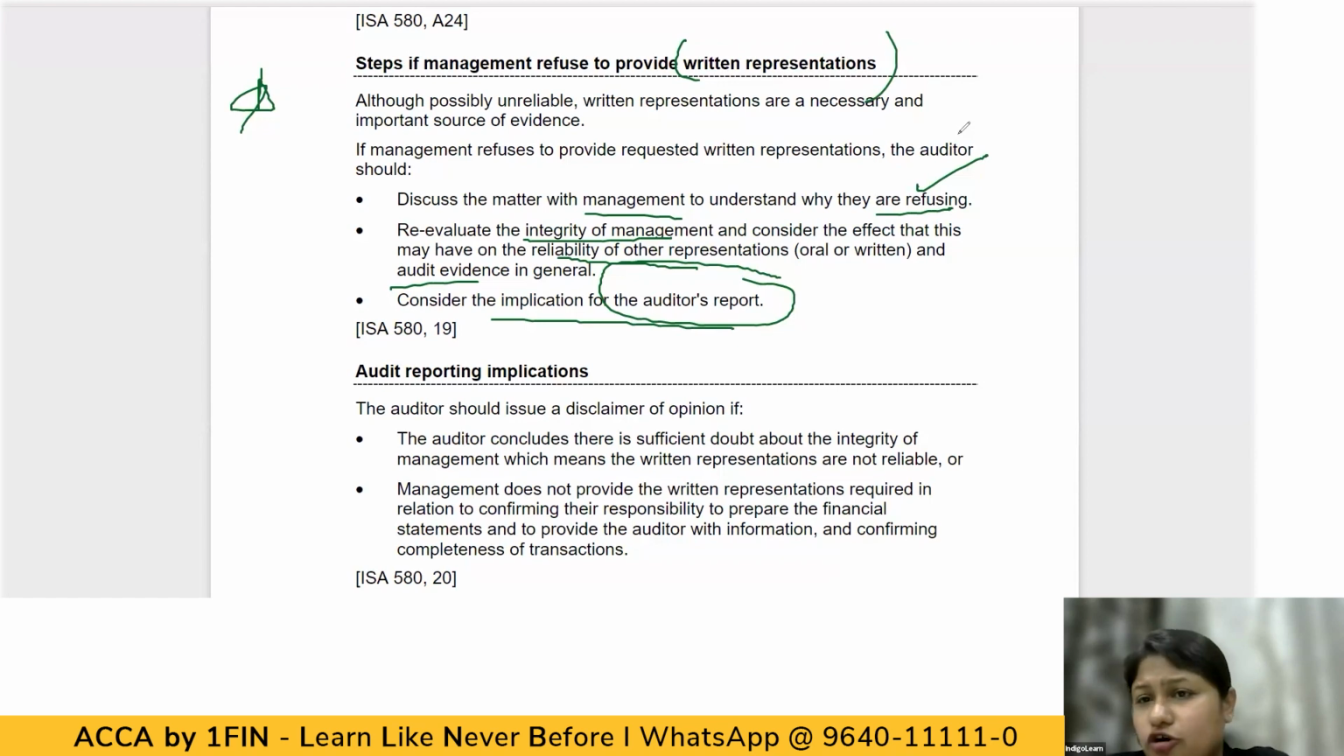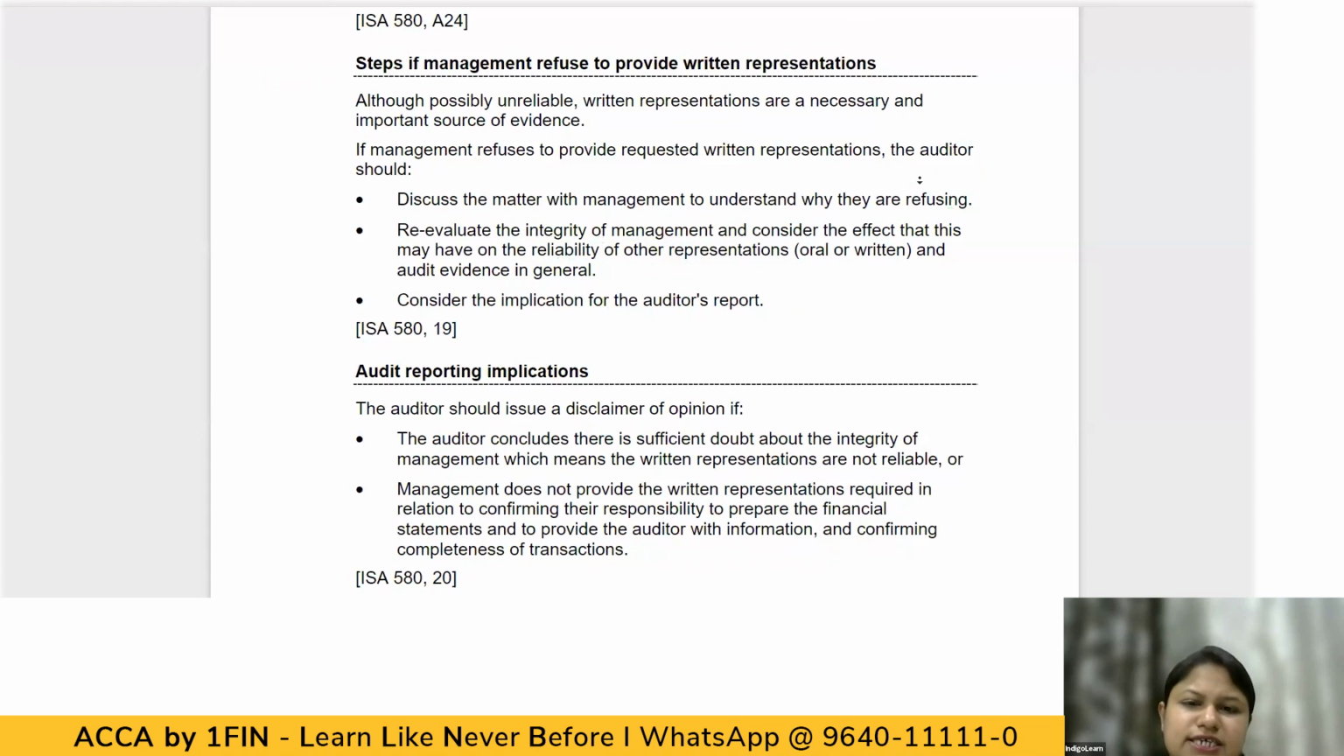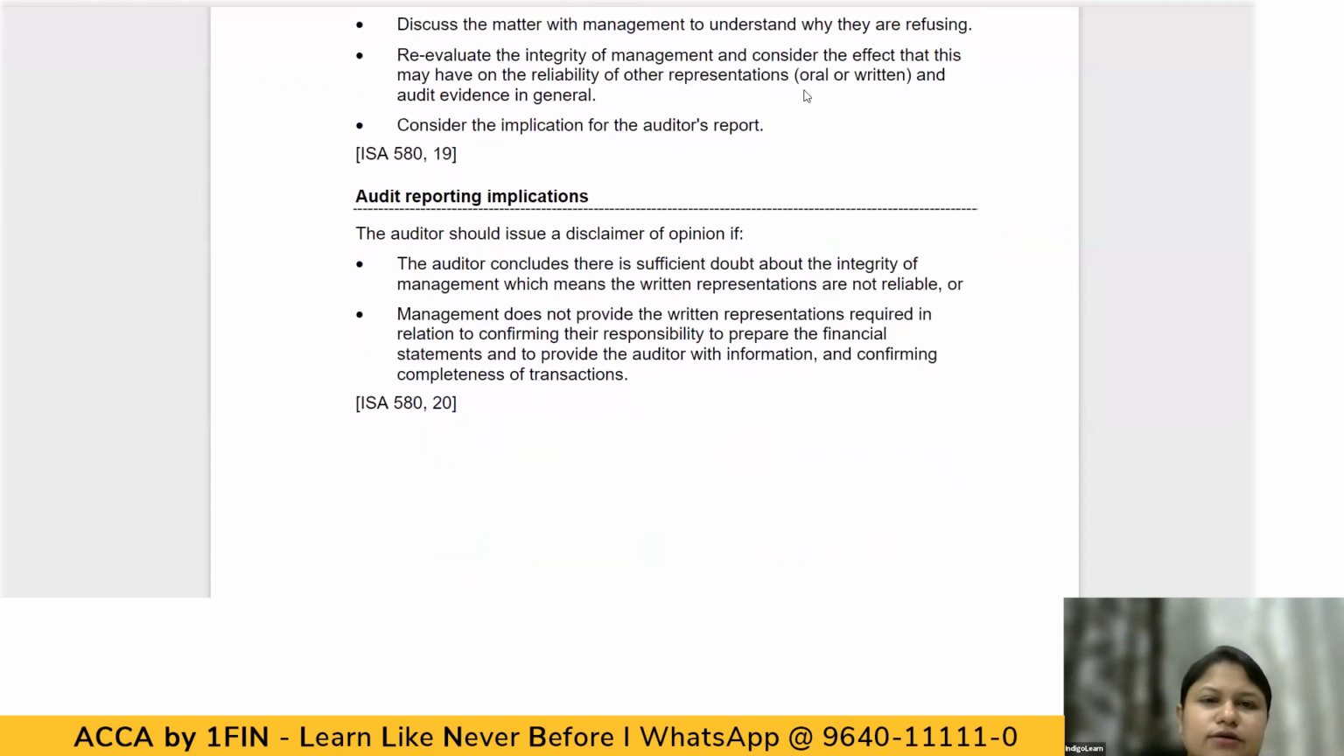Because when you inspect documents and when you do oral inquiries, all of these you are doing from management only. And if one particular issue gives you an understanding that there is an integrity failure, then every audit evidence will come into question. So there could be a possibility that you end up giving a modified audit report, and modified could obviously be a disclaimer of opinion also. These are all the things that you learn about ISA 580, the last part here.